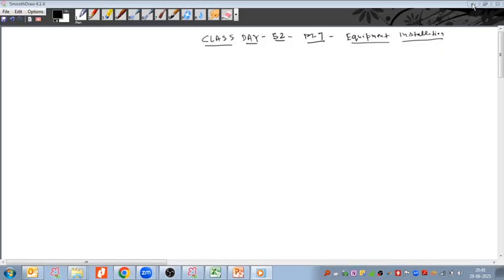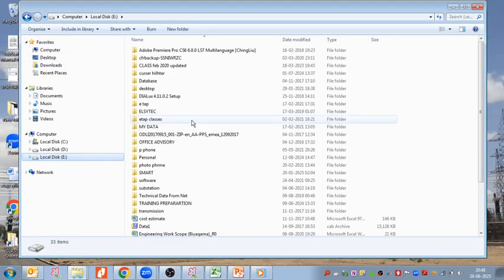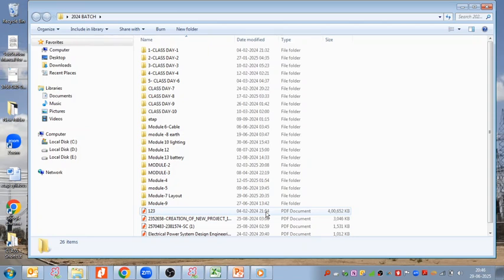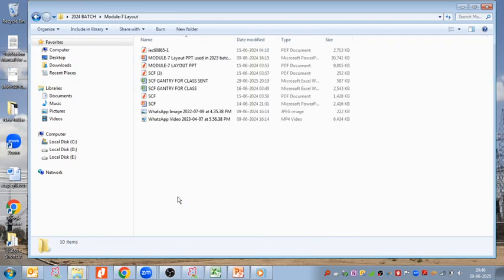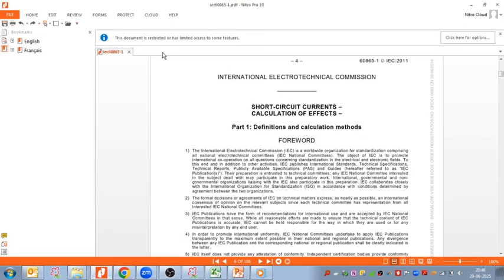So for that, we follow the 60865 standard. Let me open that standard as well, so that we can use it as a reference. 60865. For the short circuit current calculations, we use IEC 60909.